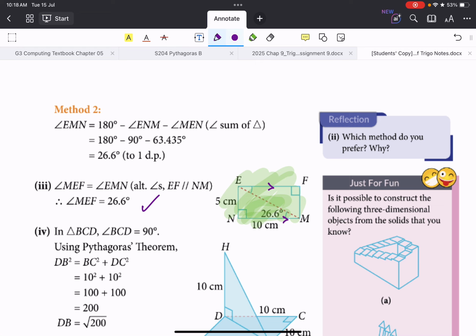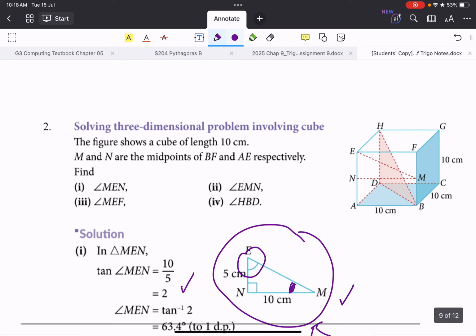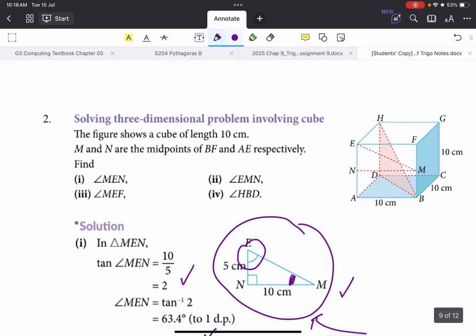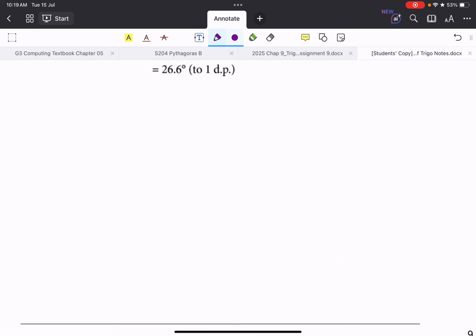Okay. And finally, part 4 of the question, let's see what they want. They want us to find HBD. So HBD, you can see, even without redrawing it, HD we can find. DB, we don't really know what DB is yet, right? Because I need a top view of the object to actually calculate DB. And do we know HB? Again, we do not have HB, right? So it's quite challenging. So we need more information.